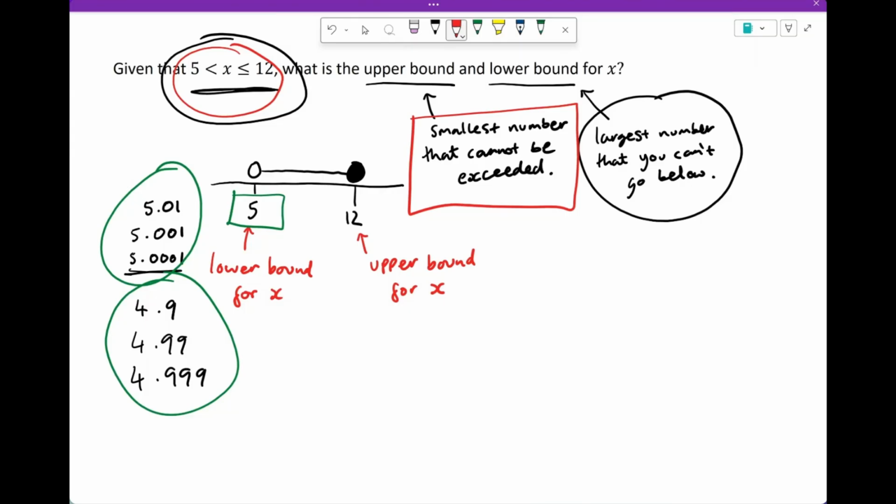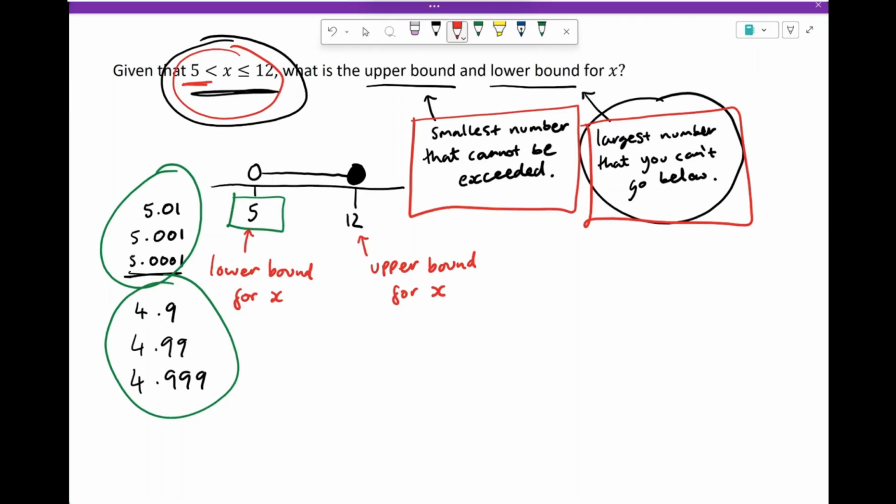And we can say similar for the lower bound. Technically, the definition here is for the greatest lower bound, because any number that is smaller than the 5 could be technically classed as a lower bound. But for GCSE, we're going to go with these definitions that I've written here. Now let's have a go at finding the upper and lower bound for some rounded values.